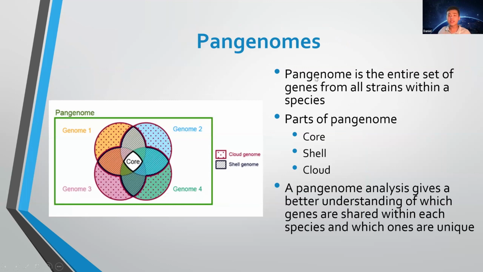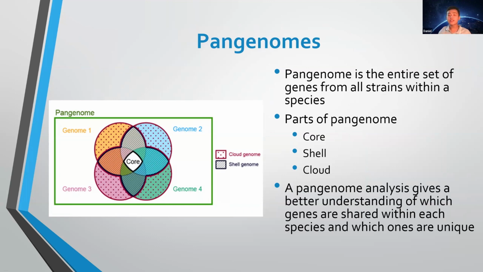A pangenome is the entire set of genes from all strains within a species. There are three parts to a pangenome: core genes, which are genes that are present in all strains of a species; shell genes, which are genes that are present in only two or more strains of a species, but not in all; and cloud genes, which are present in only one strain.